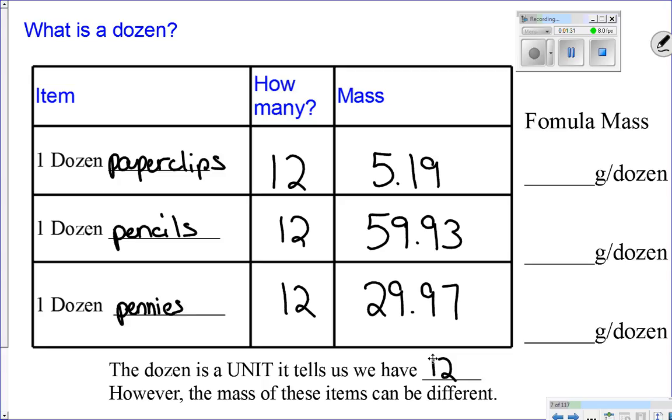We're going to talk about something called formula masses. The formula mass could be considered how many grams per dozen you've had. This could be useful if I said, hey, I got 5 dozen paper clips. Could you tell me how much you think they're going to weigh? You could easily just multiply that number by 5. You could do the same thing with each of these other two numbers. So that's actually going to be an important concept when we talk about gram formula masses for elements.